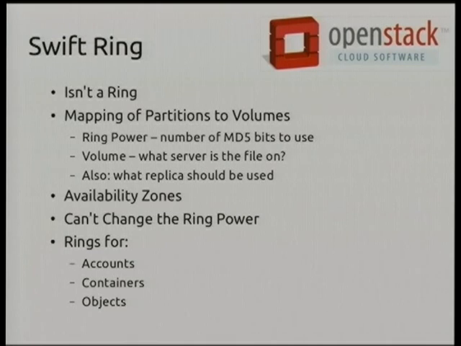The ring is a mapping of partitions to volumes, and when we're talking about partitions here, essentially inside of the ring mapping is information about. So if you have an individual file, or an individual object, it doesn't have to be a file. Suppose it's a file.